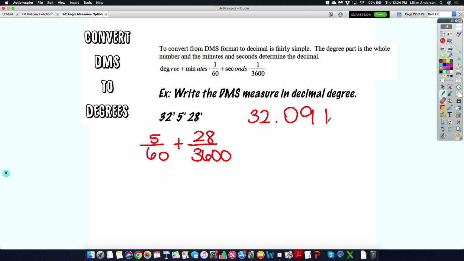That's the decimal. Okay? Let's say that when you do this and you add it together, it ends up giving you something that was greater than 1, then you just have to add it to the 32. But I doubt that'll happen. But that's how you go from degrees, minutes, seconds to decimal degree form. Did everybody get this down? Divide by 60, divide by 3,600.